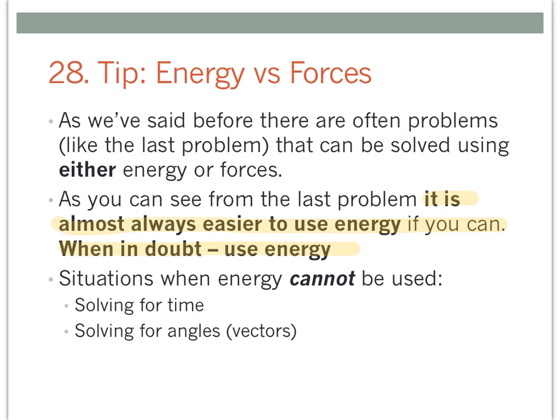There are 2 major situations when we can't use energy. The first is time. Energy doesn't take into account the time piece of any of these. So if you need to know something about the time, you're going to have to use forces and kinematics. The other one is when you're solving for things at angles. Energy is a scalar. When we want to know angles, like for projectile motion, for example, we can't use energy because energy is just going to output another scalar answer. And it's not going to allow us to determine the direction that something's moving or accelerating or things like that. So those are the 2 big situations when you really can't use energy. But in most other situations, if you can use energy, I would suggest trying to use energy.